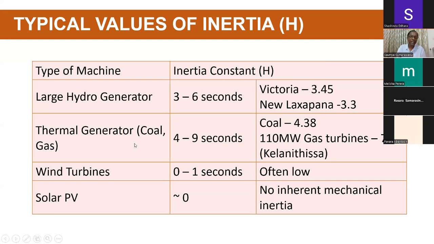In thermal generation, the coal power plant and gas turbines, the inertia varies between 4 to 9 seconds. We have gas turbines in Kelanitissa. The coal power plant inertia is 4.38. In a 110 megawatt gas turbine in Kelanitissa power plant, it is about 7 seconds. So gas turbines inertia is more. We have 3 gas turbines, 110 megawatt gas turbines. We have 2 combined cycle power plants. In combined cycle power plants, we have gas turbine and steam turbine both. The gas turbines have inertia, and the response time is also quicker.